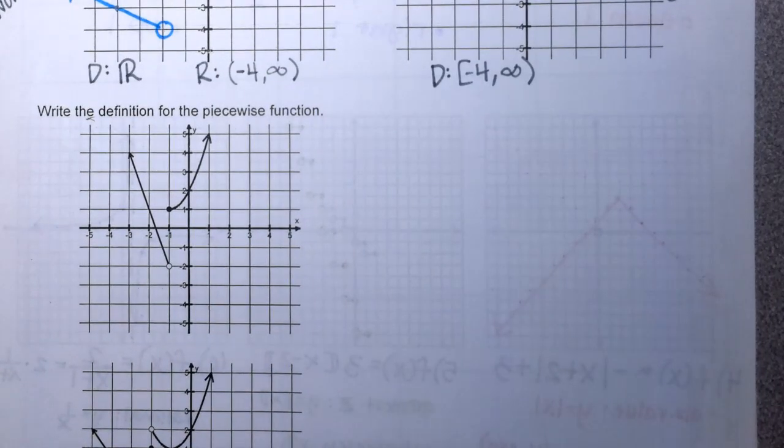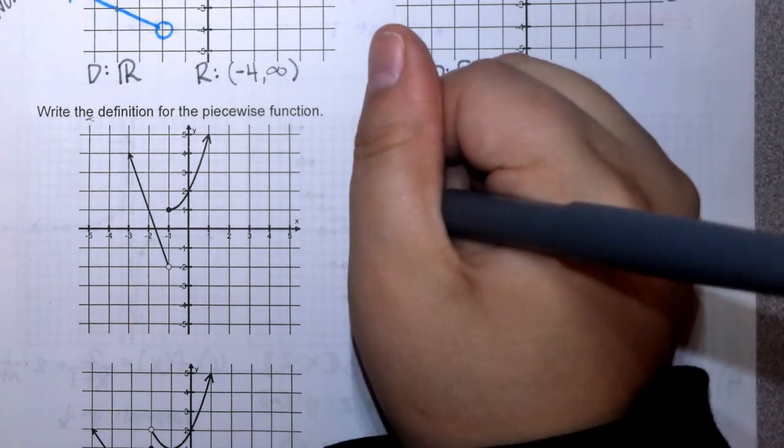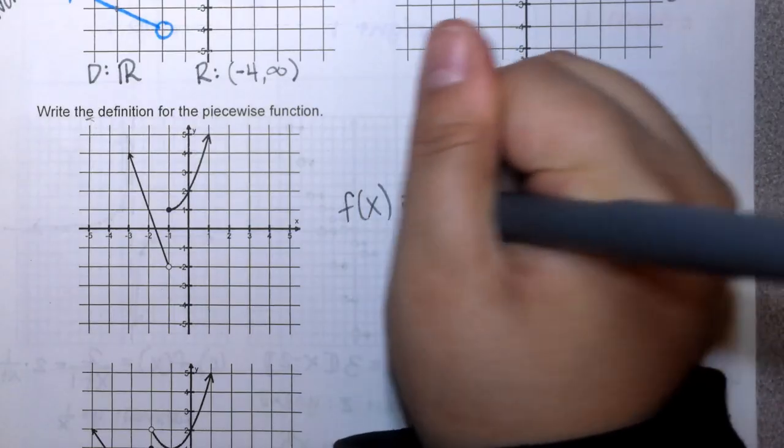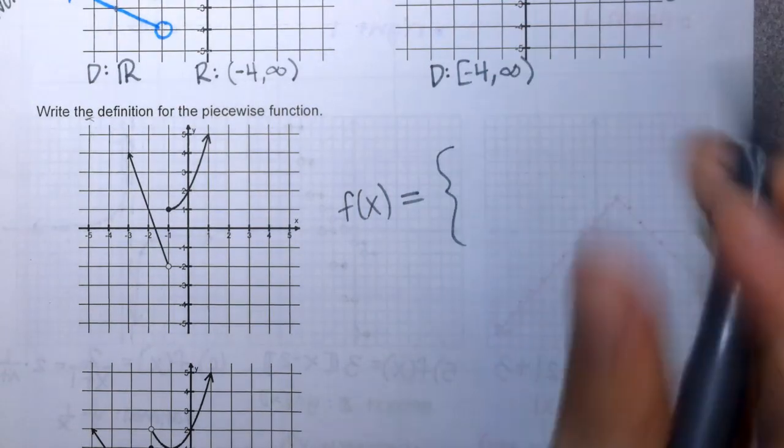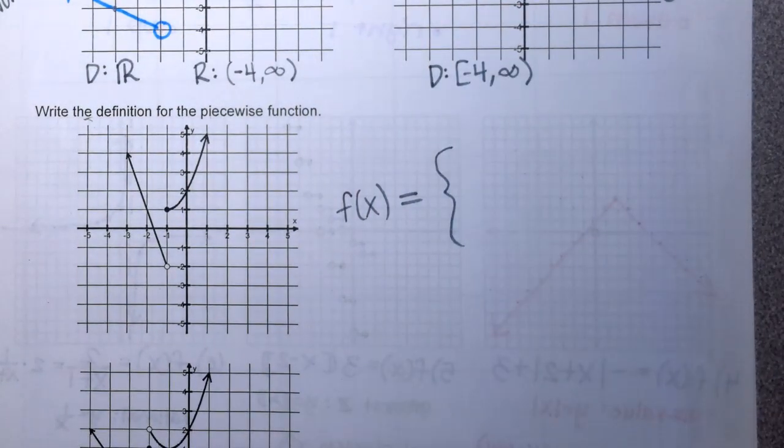All right, next one. Now we're going to be working backwards. I'm going to give you the graph, and you are going to give me the equation. Now, you need to have f of x equals, and you need to have the brace. If you miss any of those 3 things, I'll count a point off each time.